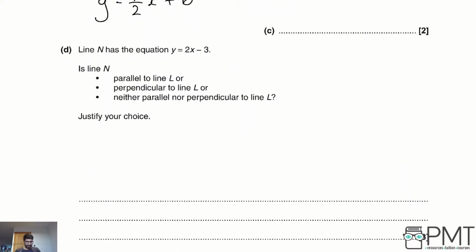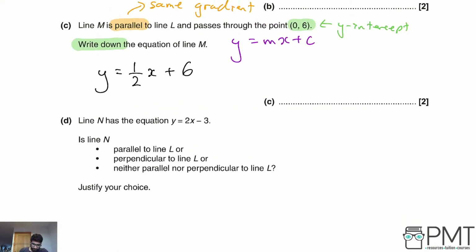It's about a different line n. Is line n parallel to L, perpendicular to L, or neither? Okay, let's firstly check the first option. Are they parallel? We said already that if they're parallel, they need to have the same gradient.